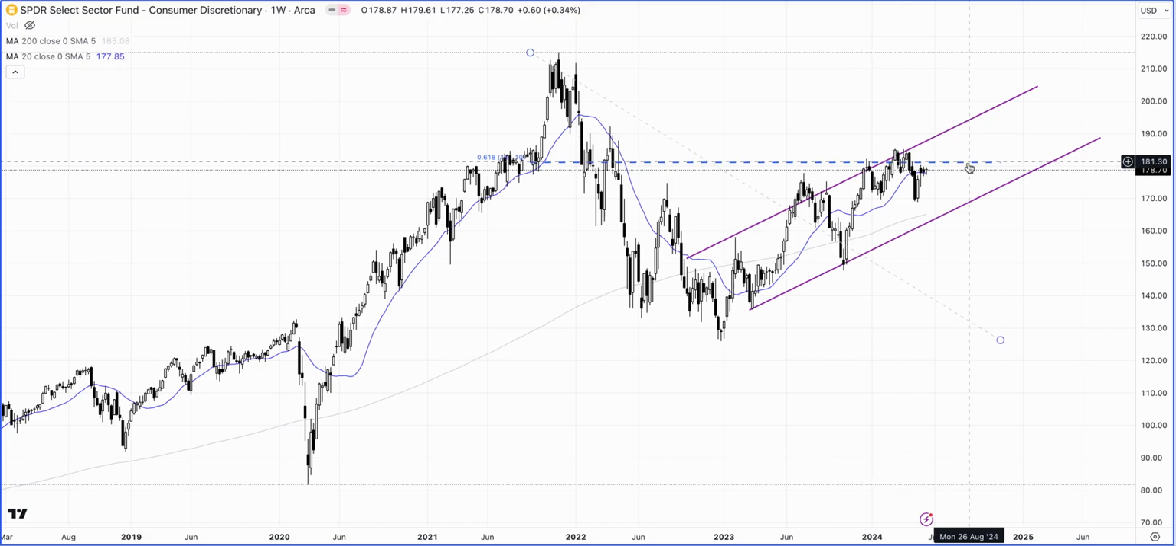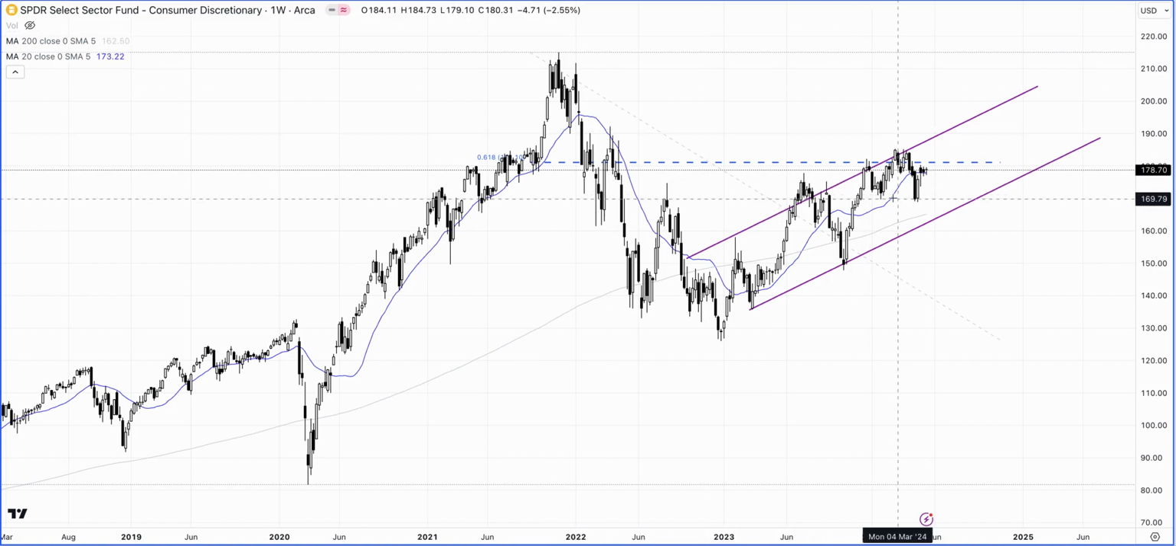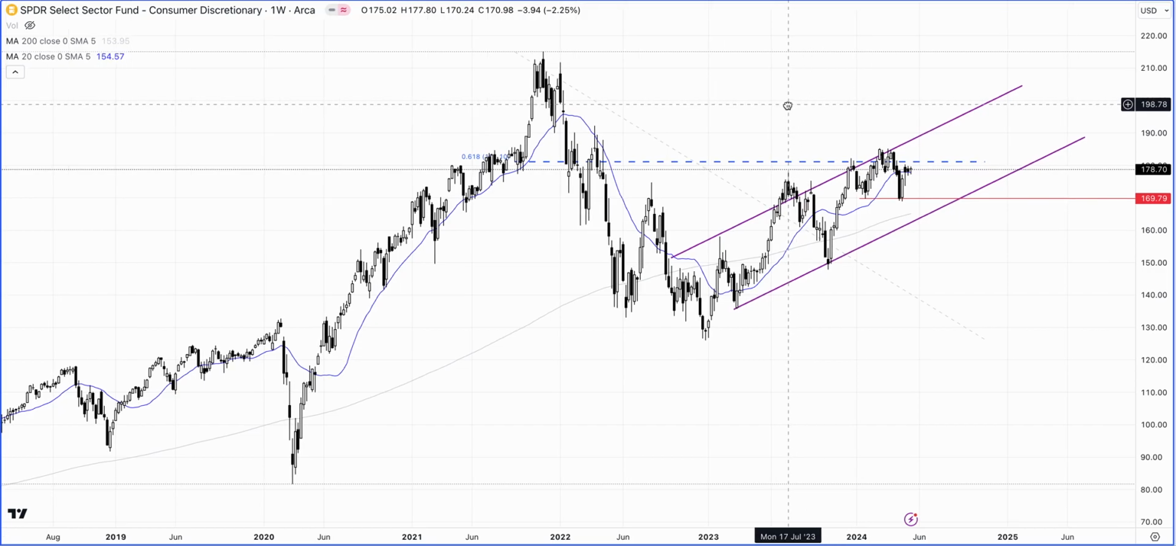But the important thing is it's just right at the 61.8% retracement, and the key is that it should hold these lows around the 170 level. So watching this one very, very carefully, how this is going to move over the course of the next few trading weeks.